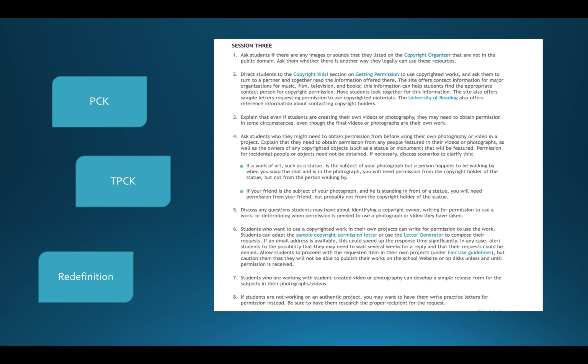And then I found that redefinition was right here with the letter generator. So the use of the letter generator in order for students who want permission to use certain works. It's basically a sample copyright permission letter that wouldn't be available, this letter generator, without the tool online. Students would have to either create their own letter, or the teacher would have to give them guidelines on letter generator, whereas here the teacher just knows what to give to the students, and the students can refer to it if need be.